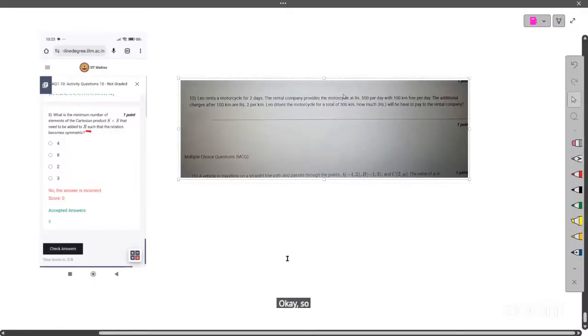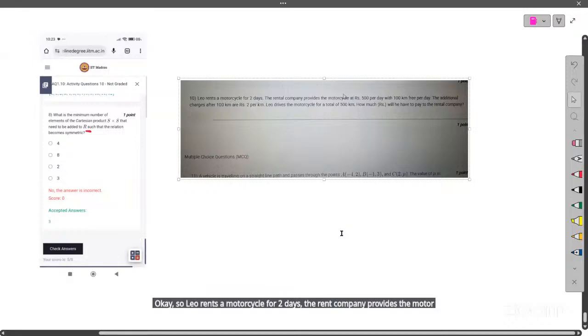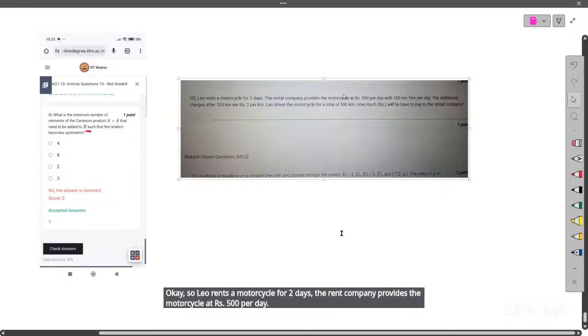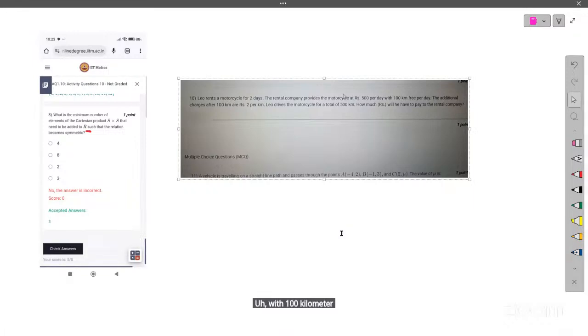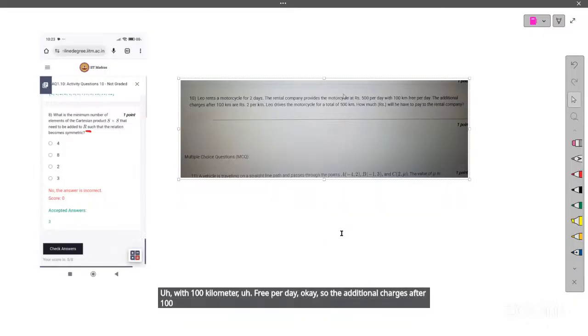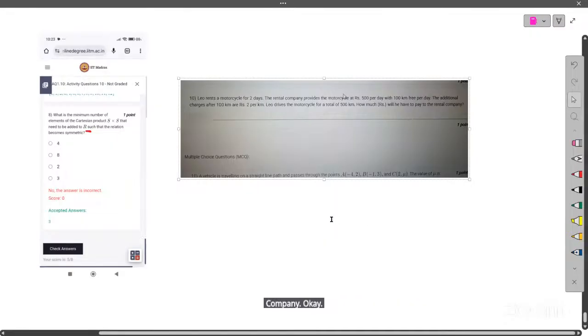Okay, so Leo rents a motorcycle for 2 days. The rental company provides the motorcycle at rupees 500 per day, with 100 kilometers free per day. The additional charges after 100 kilometers are 2 rupees per kilometer. Leo drives the motorcycle for a total of 500 kilometers. How many rupees will he have to pay the rental company? Okay, so Ritika, have you tried this question?